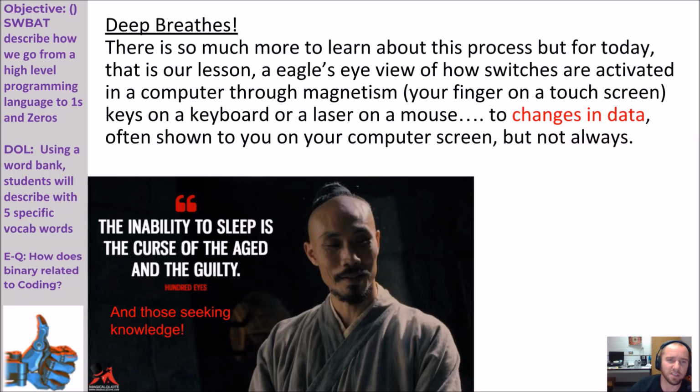So take deep breaths here. Again, the point of the lesson was just to get people feeling more comfortable with programming languages and hopefully not freaking out too much. There's so much more to learn about this process, but for today, that's our lesson. An eagle's eye view of how switches are activated in a computer through either magnetism, like your finger on a touchscreen, or keys on a keyboard, or the laser in a mouse. These things are causing changes to data, which causes changes to the output that you are experiencing.